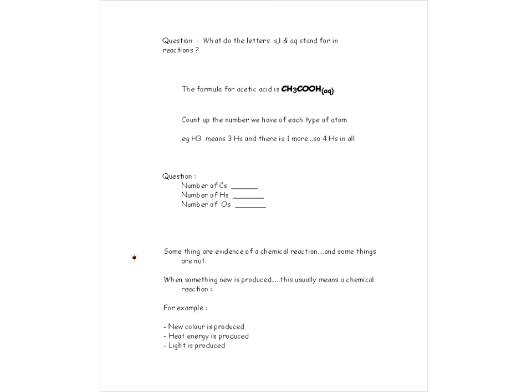Now, whenever you have a chemical reaction, you have something new being produced, right? It could be energy, but it could be something else new that's produced. So for example, you could have some new color produced, and that's an evidence of the chemical reaction. Or you could have some more heat energy, that's something new. Or light being produced, that's something new.